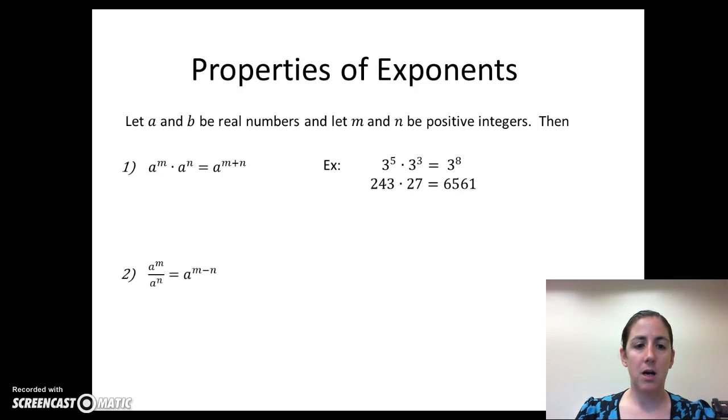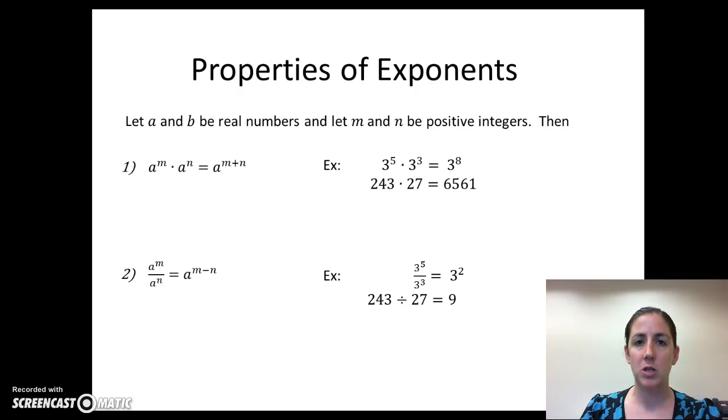The next property we're going to talk about are like bases being divided, a to the m over a to the n. You'll subtract their exponents, the numerator exponent minus the denominator exponent. For example, 3 to the 5th over 3 to the 3rd would be 3 to the 5 minus 3, or 3 squared. Well, 3 to the 5th is 243. 3 to the 3rd is 27, and if you take 243 and divide it by 27, you will get 9, which is 3 squared.